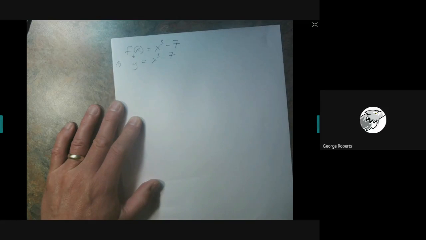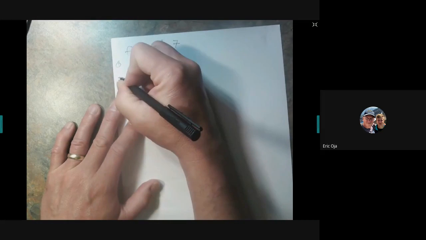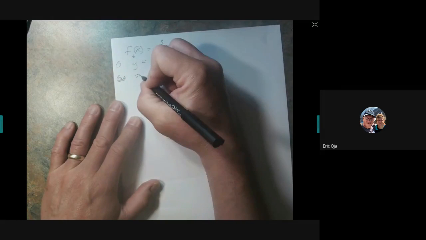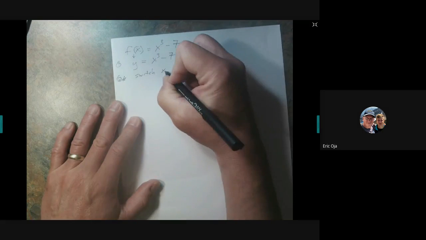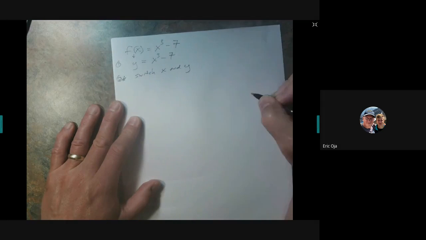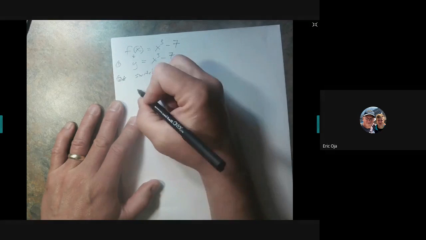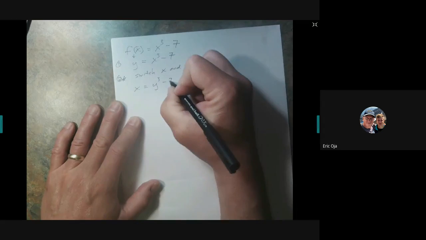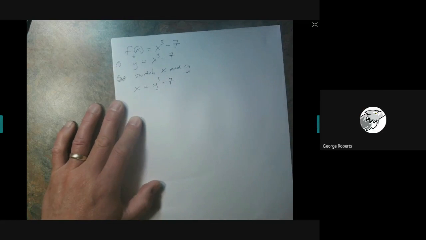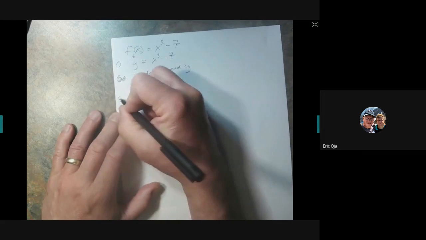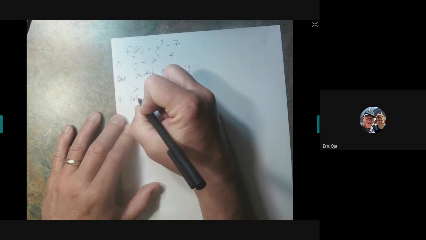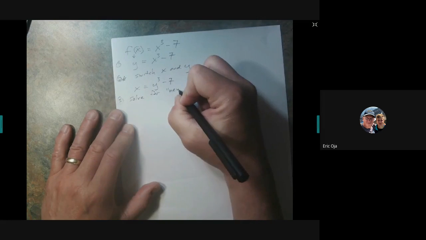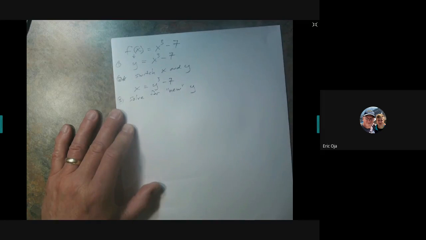Next step, and this is really important: we're going to switch x and y. So instead of a y, we get x equals y cubed minus 7. Step 3 then is you're going to solve for the new y.